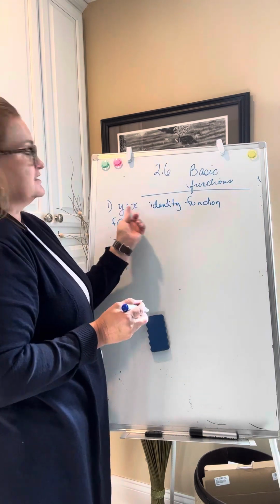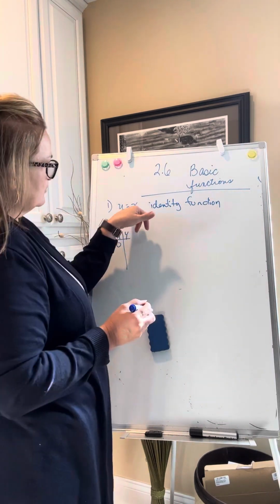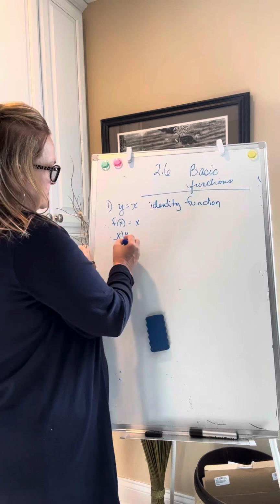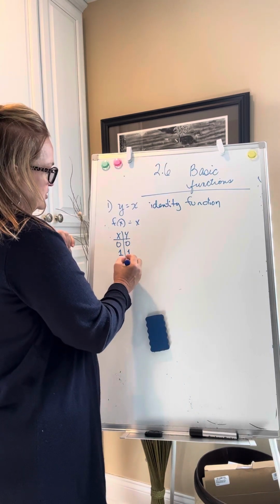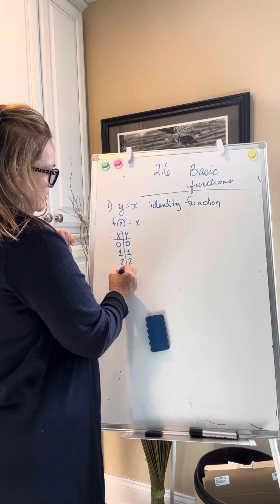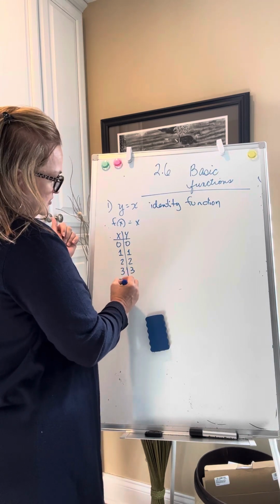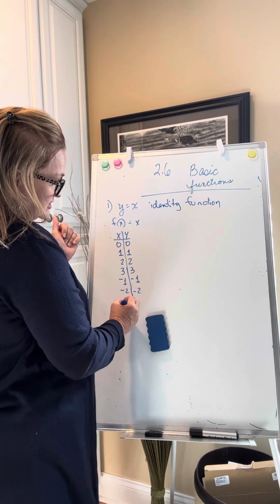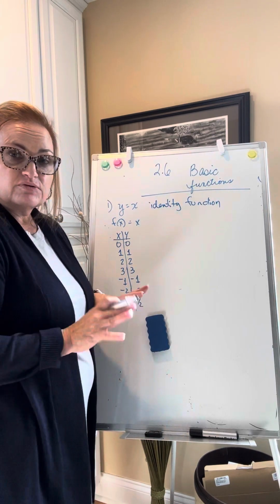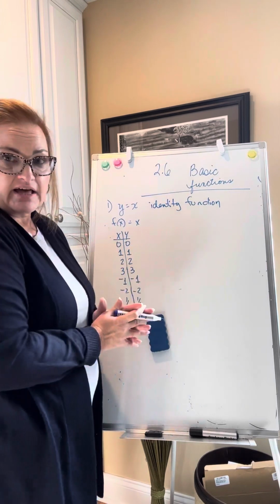It's the identity because they have the same identity. When you plug in for x, y equals that. So if you plug in 1, y equals 1. If you plug in 2, y equals 2. 3 is 3. Negative numbers, negative 1, negative 1. Negative 2, negative 2. Fractions, a half, a half. Any real number on the x, it mirrors that.